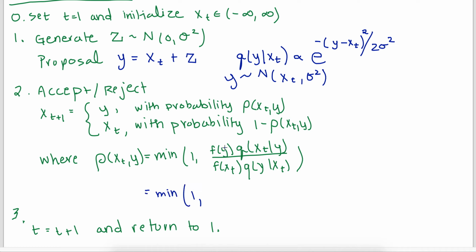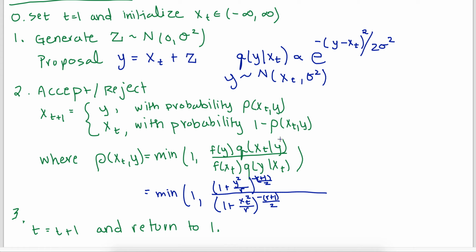So f is our t-distribution. Again, we don't care about the normalizing constant. So first I'm evaluating it at my proposed value. So 1 plus y squared over r, my degrees of freedom, to the negative r plus 1 over 2 power. Sorry, this is a little small. Denominator, same thing, but evaluated at our current position, xt, to the negative r plus 1 over 2.